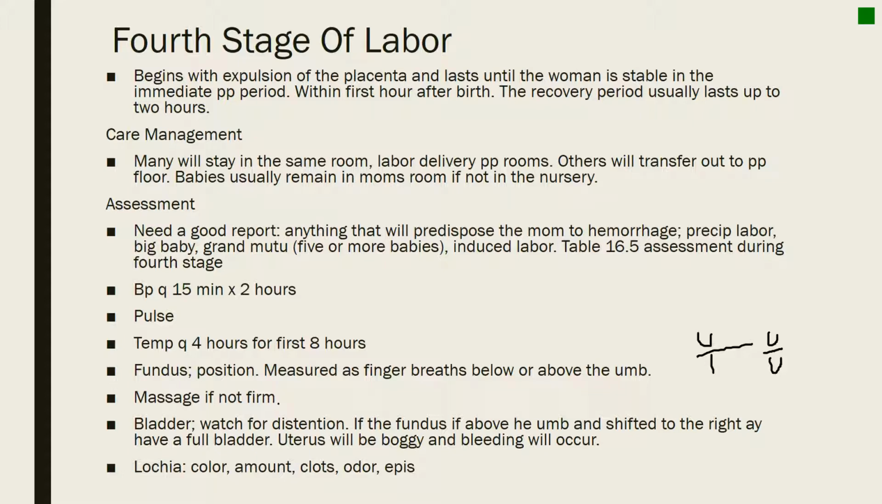We're going to watch for the bladder, because if a full bladder happens and the fundus is shifted to the right and their uterus is boggy, then they're going to start bleeding. So we're going to check to make sure that their bladder's emptied. We're going to massage that fundus. We're going to assess the color, amount, whether there's clots, odor, and the episiotomy at this time.